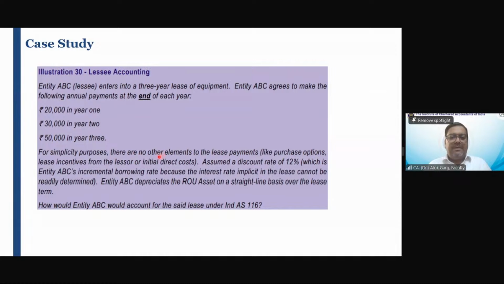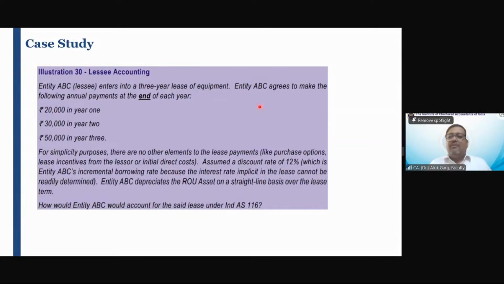For simplicity purposes, there are no other elements to the lease payments, like purchase option is not there, lease incentive is not there, initial direct cost is not there. Assume the discount rate of 12%, which is entity ABC's incremental borrowing rate, because the interest rate implicit in the lease cannot be readily determined. Entity ABC depreciates the ROU asset on a straight line basis over the lease term. How would entity ABC account for the said lease under Ind AS 116, right?